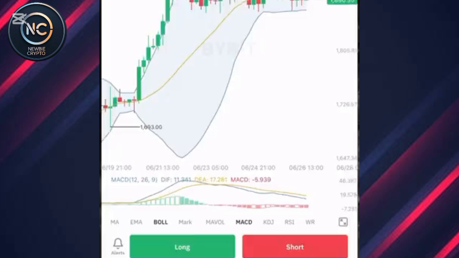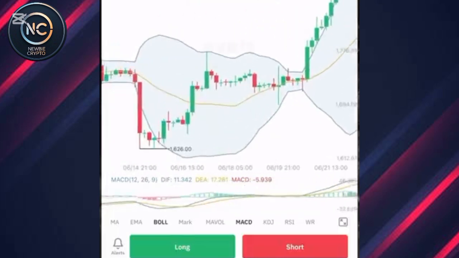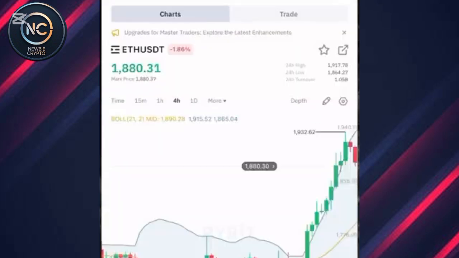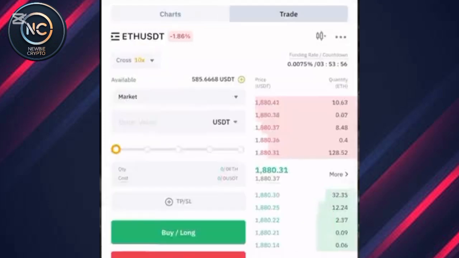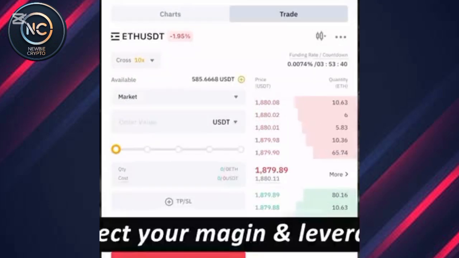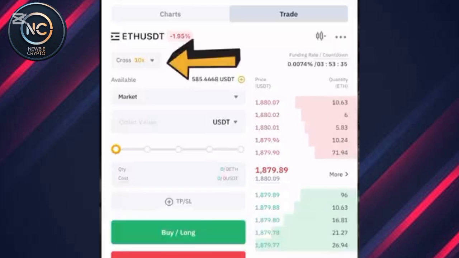So that's all about the chart section. Now let's go to that trade tab right here, where you actually take your trades. The first thing you need to do right here is to select your margin and your leverage. You can see where the arrow is pointing to, where you have cross 10x.